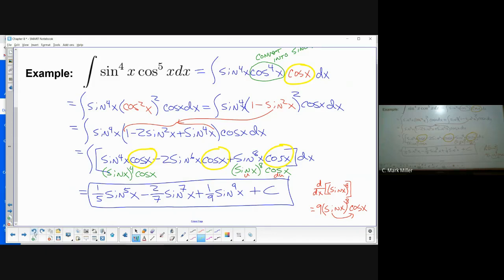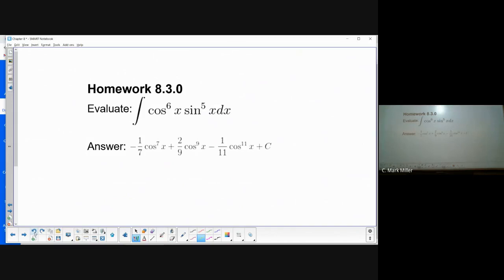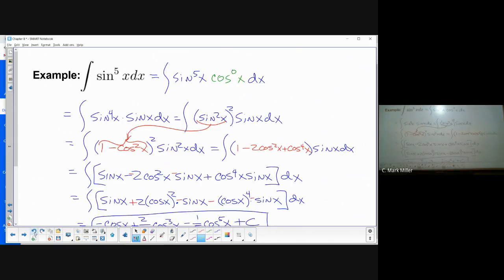I highlighted what I consider to be the key parts. Here we have sine to the fifth, cosine to the 0. What's going on there? You don't have any cosines. So sine to the fifth is really sine to the fifth times cosine to the 0. Here is sine to an odd, cosine to an even. 0 is even, right?